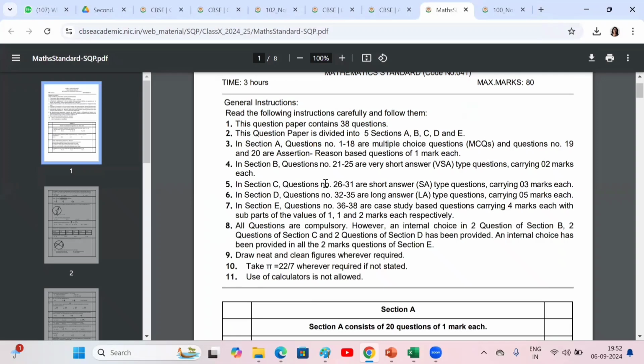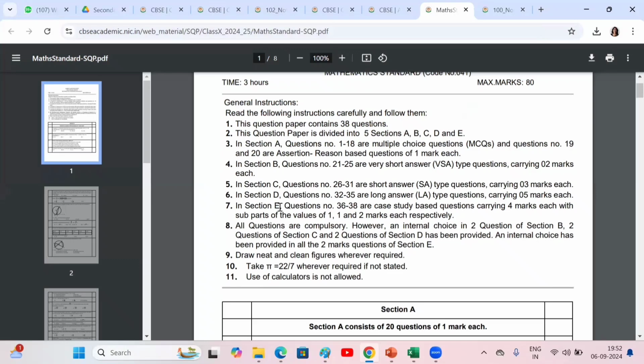Section C is a section of short answer type questions, question number 26 to 31, which are carrying 3 marks each. Section D is again of 5 marks questions. There are 4 questions, question number 32, 33, 34, and 35. The long answers, the lengthy questions of 5 marks each.